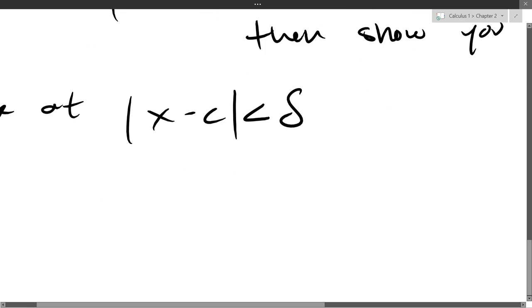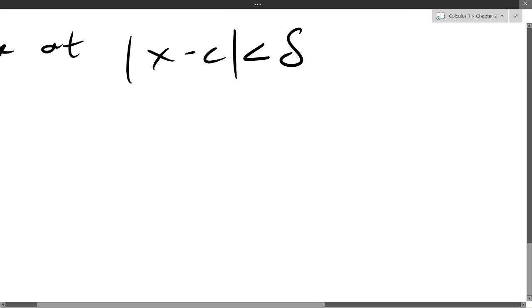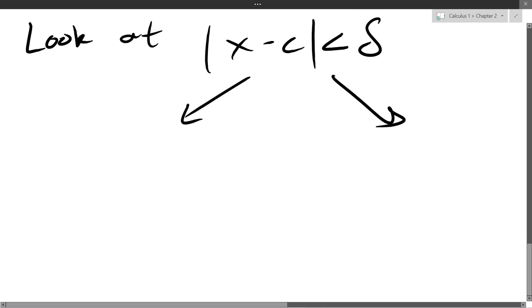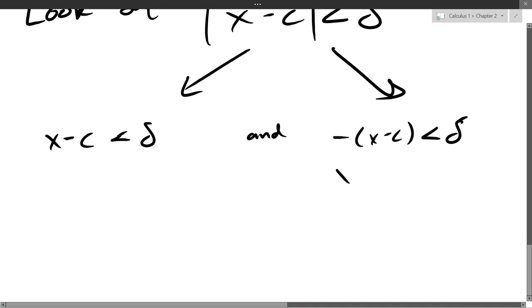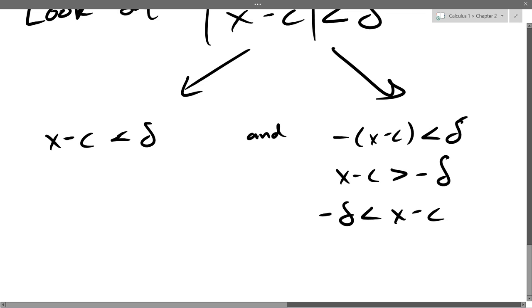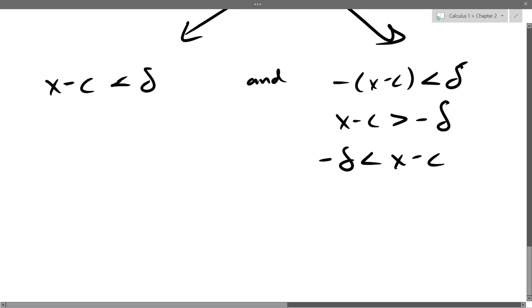All right, so we're going to look at x minus c less than delta. What does that actually look like? Well, absolute value. If you had a good algebra professor or teacher, they would have told you that absolute value inequalities turn into two separate inequalities. And multiply by negative 1. Negative delta, flip the inequality sign. I'm going to put the small thing on the left. And so we got x minus c is smaller than delta and greater than negative delta.